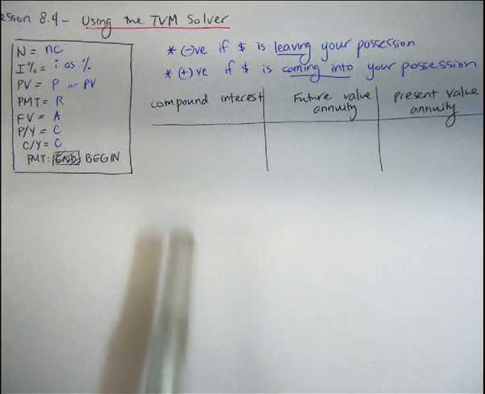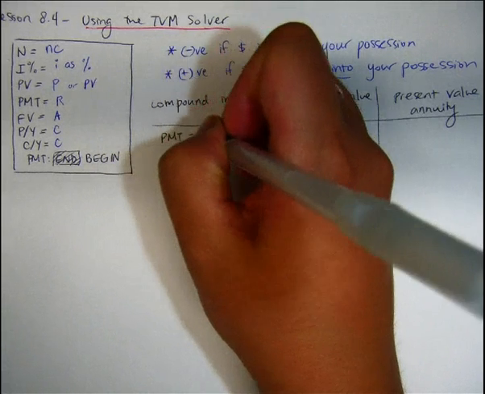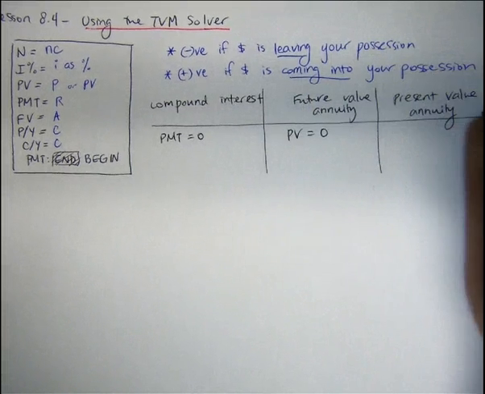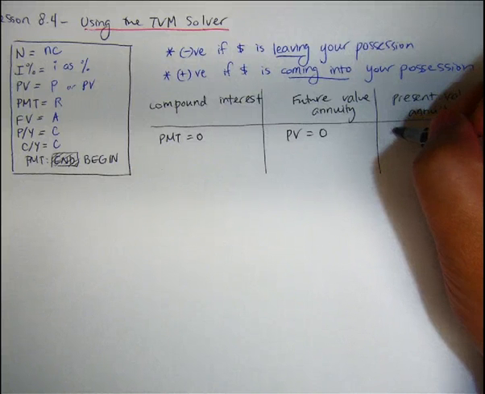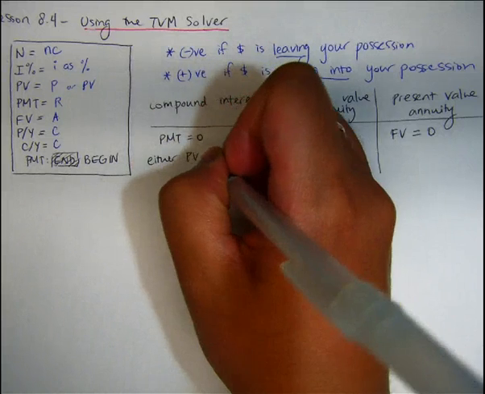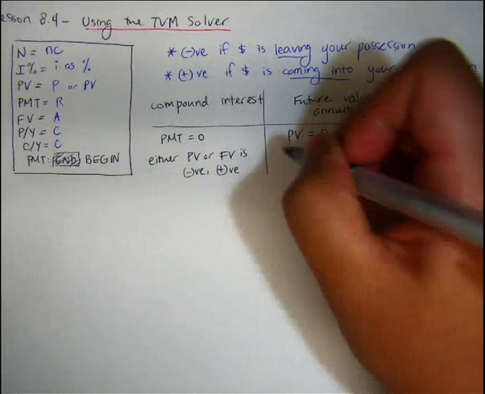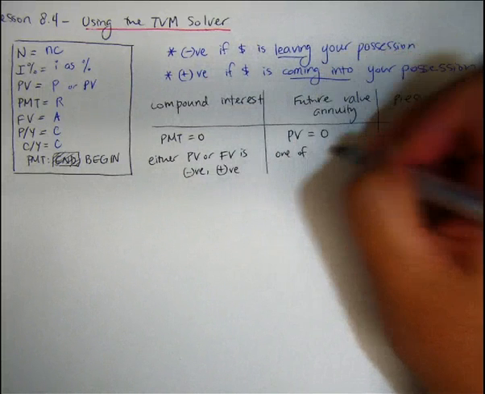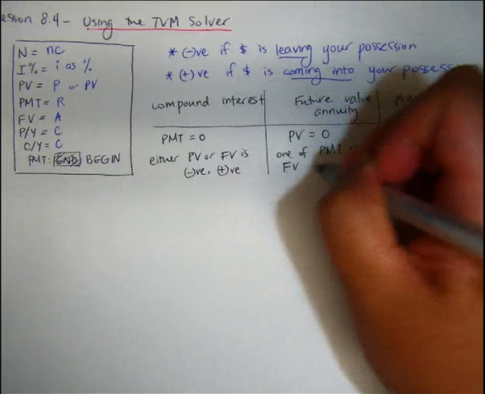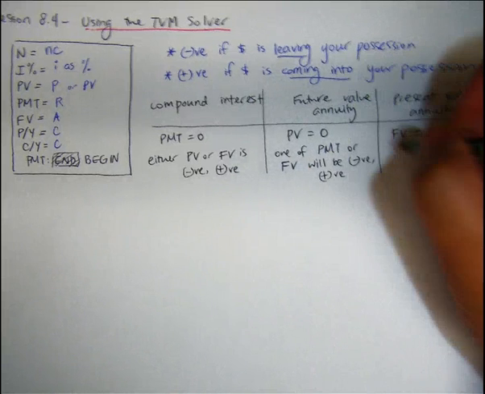Okay. Now for the specific conditions, for compound interest, just make sure that PMT is equal to 0. For future value of an annuity question, make sure that PV is equal to 0. For present value of an annuity question, make sure that future value is 0. And so in compound interest, either PV or FV is negative and one is positive. Okay. And then for future value, one of PMT or future value will be negative and then the other one will be positive.